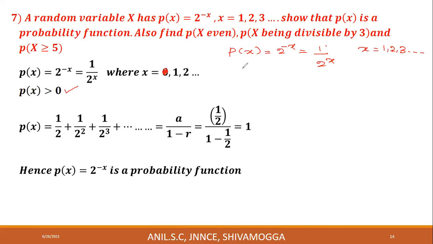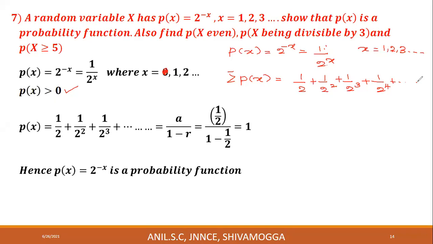Next, second condition, summation p of x. How is this p of x defined? That is 1 over 2 power x, where x takes values 1, 2, 3, etc. When x is equal to 1, 1 by 2. When x is equal to 2, 1 by 2 square. When x is equal to 3, 1 by 2 cube. When x is equal to 4, 1 by 2 power 4, plus etc. Clearly this is a progression, but what kind of progression?